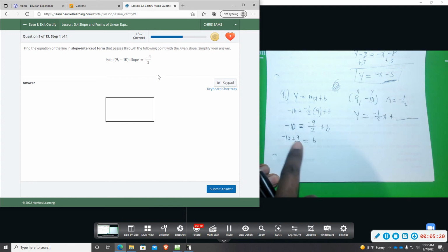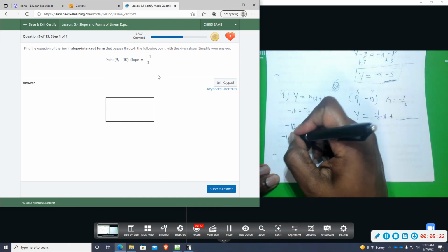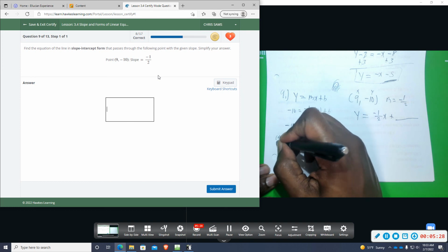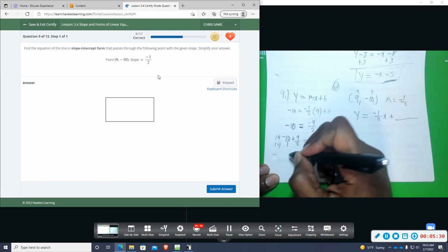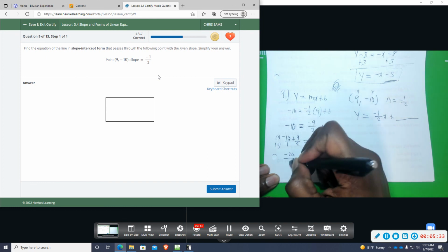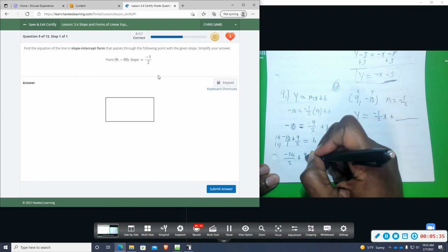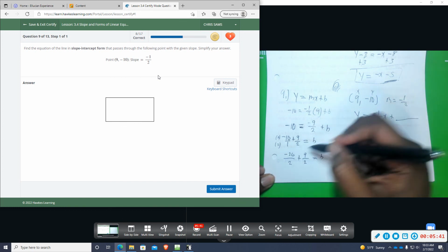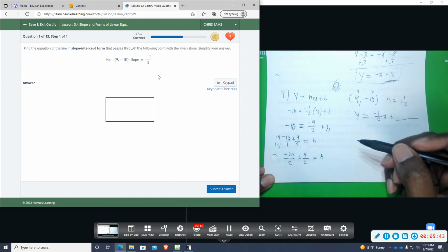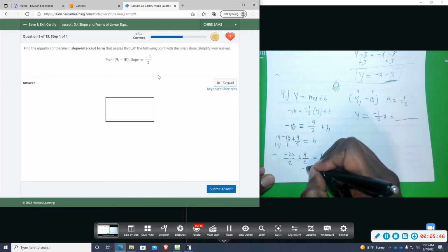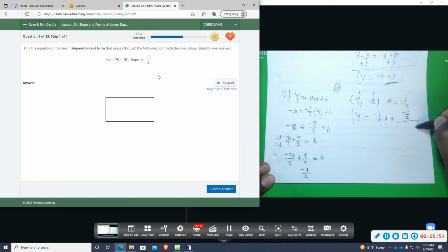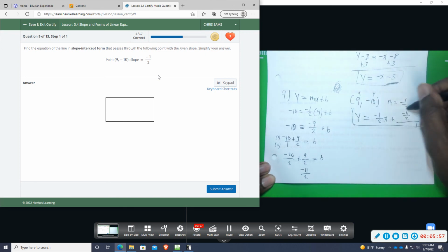Now, in order to combine these, I got to get a common denominator. So I need to multiply this side, top and bottom, by 2. So this is going to give me a negative 20 over 2. And now this is plus 9 over 2 equals b. And then you only do the math on the top when you're adding and subtracting fractions. This will give you a negative 11 over 2. And you got to do the same thing when you do point slope form. You're going to have to combine terms and get a common denominator.